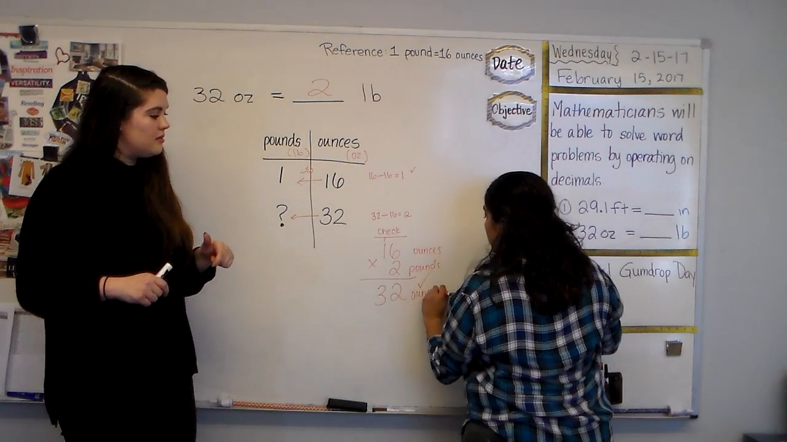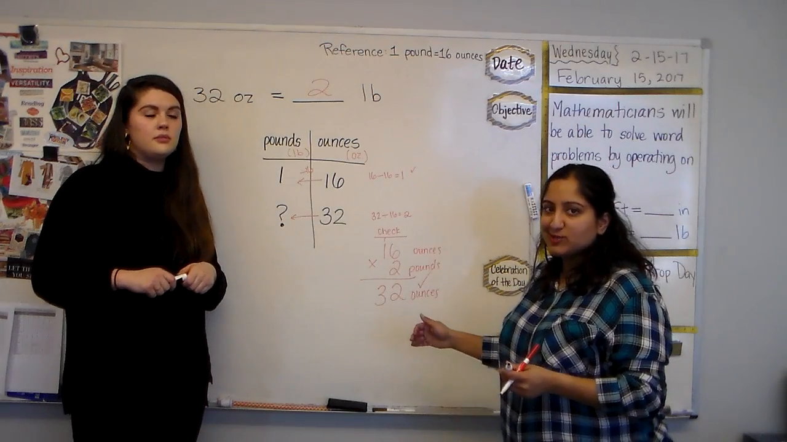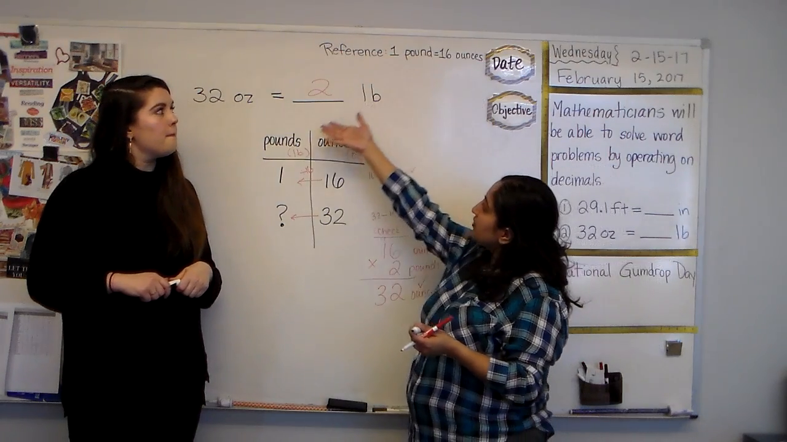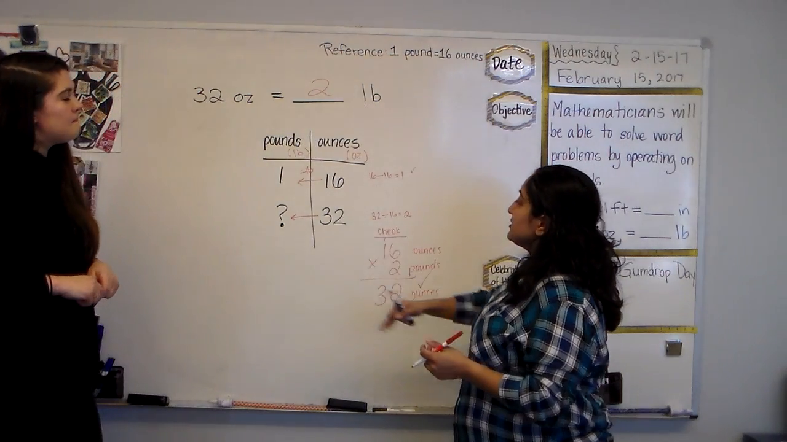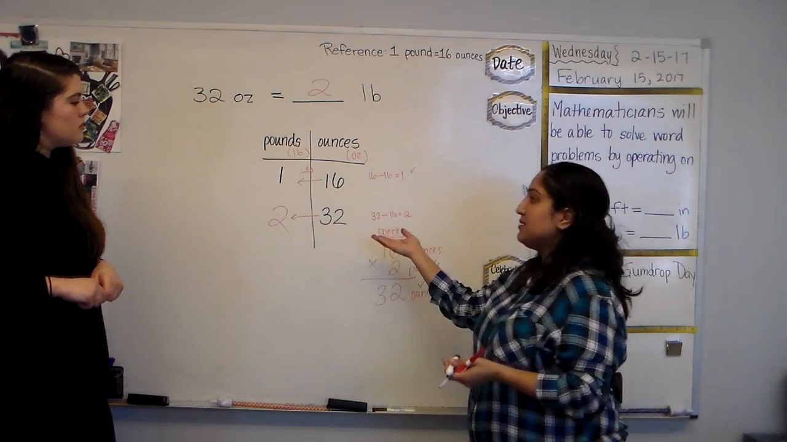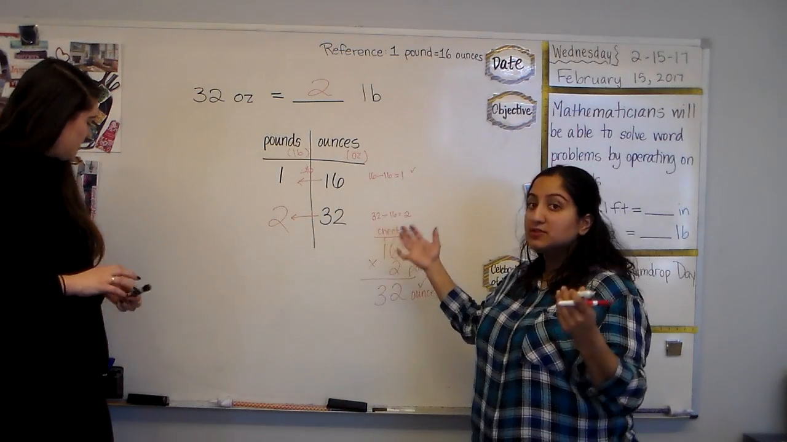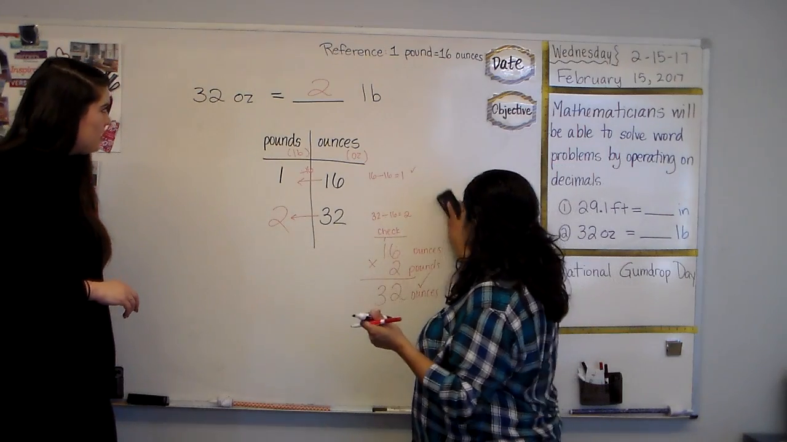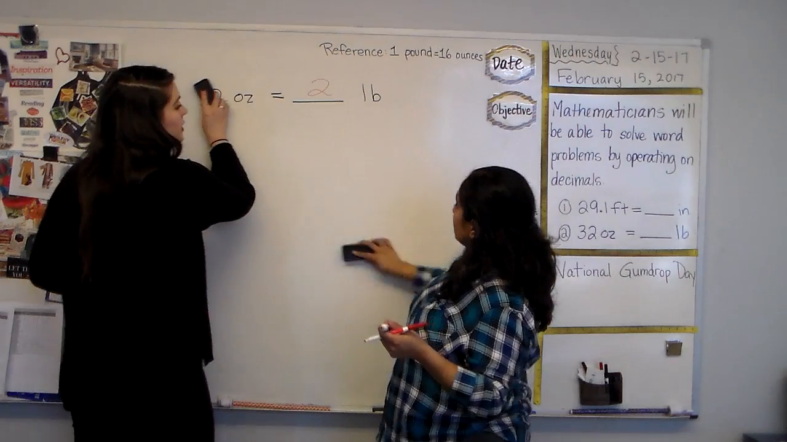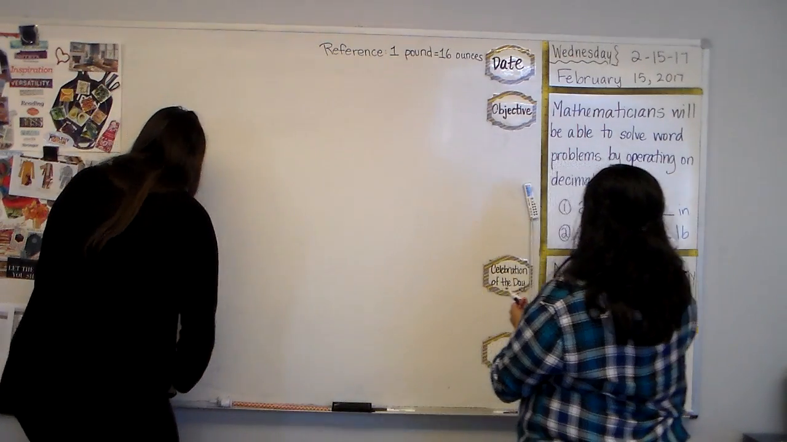When we are working with units, please make sure you are labeling everything so that when you look back at your work, you understand it. So now we know 32 ounces is the same thing as 2 pounds, and we can check by filling it in. Does that make sense? Absolutely. This looks really good. Let's do one more example really quickly. This time, we're going to be converting feet into inches.